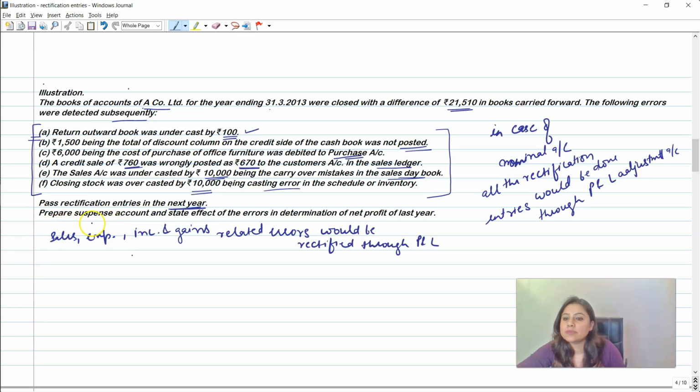And we have to further prepare the suspense account and state the effect of the errors in determination of the net profit of last year. So further, after passing the rectification entries in the next year, we have to also determine the effect of the errors in determination of net profit of last year. How much such errors have affected the net profit, that also we will be ascertaining in this particular illustration. So starting with the solution.